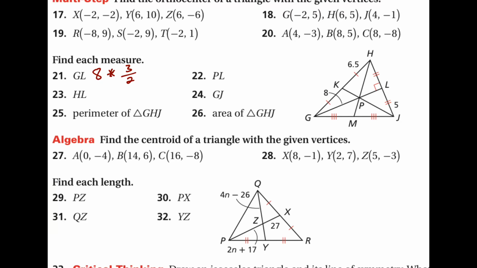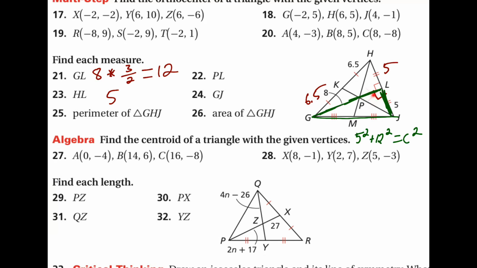For 21, looking at GL, I know that GP is 8, so I'm going to multiply it by 3 halves, since GP is 2/3 of the total, and I get 12. For 23, HL is going to be equal to LJ, so it's going to be 5. 25, the perimeter of the entire triangle. I can figure out the 6.5 and the 5 from those midpoints. They're equivalent. To figure out GJ, though, I'm going to have to use the Pythagorean Theorem.